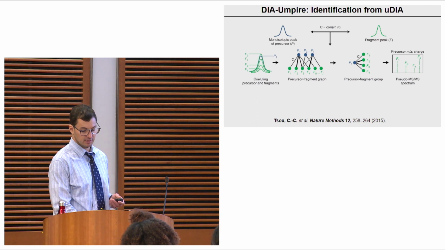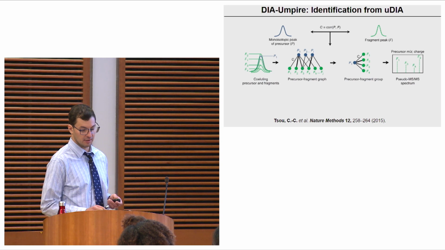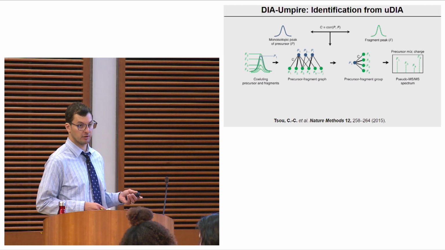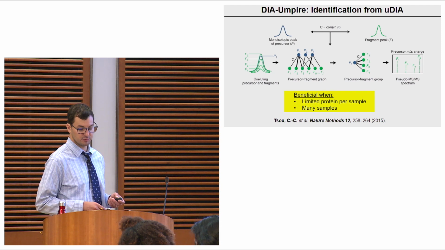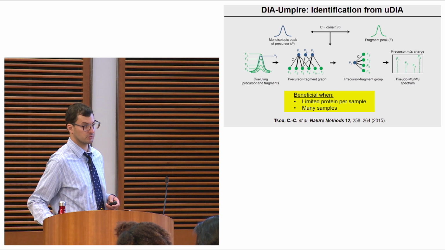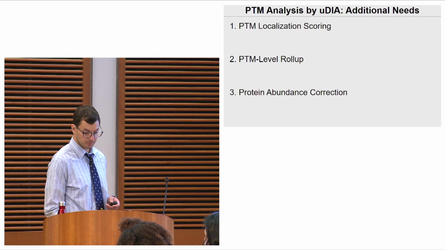And this strategy allows you to do DIA only, instead of doing the strategy where I told you you'd collect DDA in parallel to make a spectral library. This is beneficial when you have a really low amount of protein per sample, or if you have a really large number of samples, maybe you just want to get them all through with DIA.